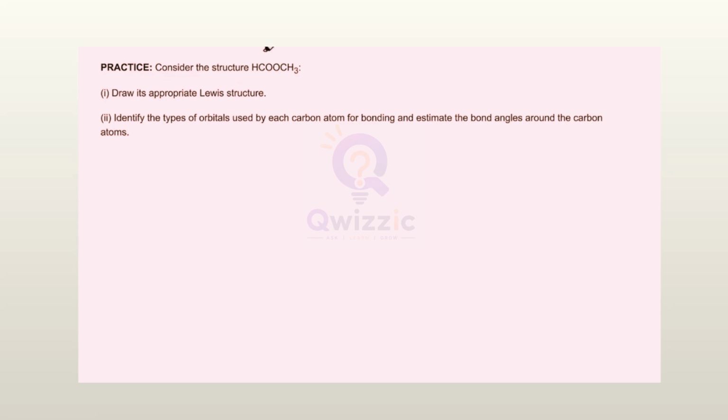Welcome back, everyone. Consider the structure HCOOCH3. Number 1, draw its appropriate Lewis structure. And number 2, identify the types of orbitals used by each carbon atom for bonding and estimate the bond angles around the carbon atoms. So first of all, we can recognize the structure, right?